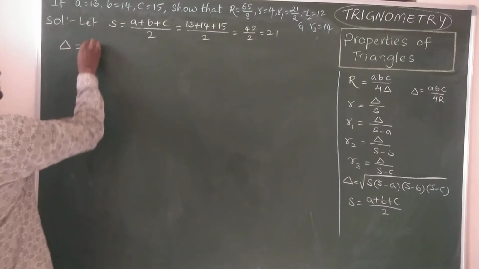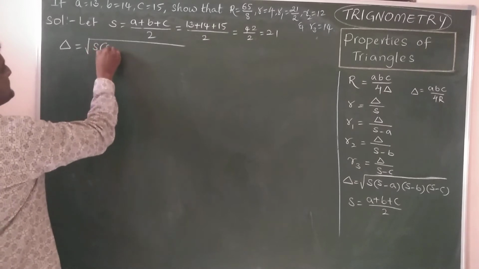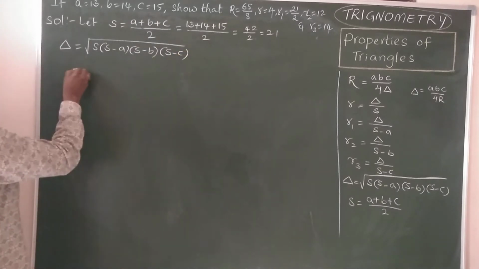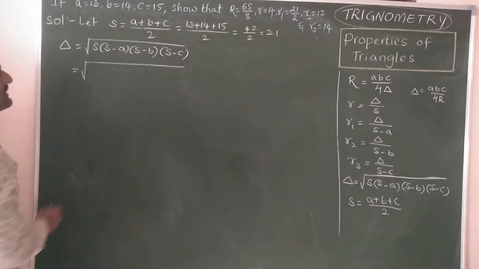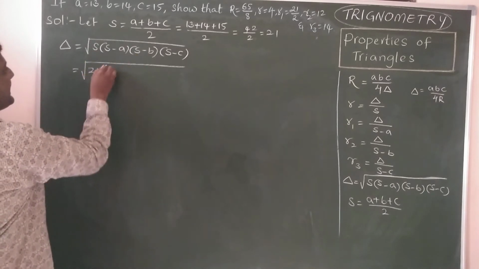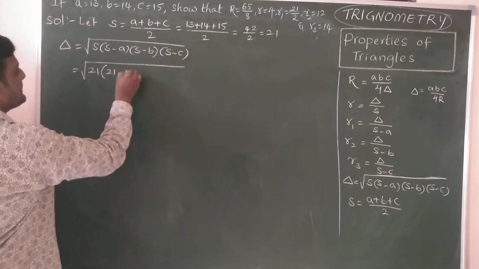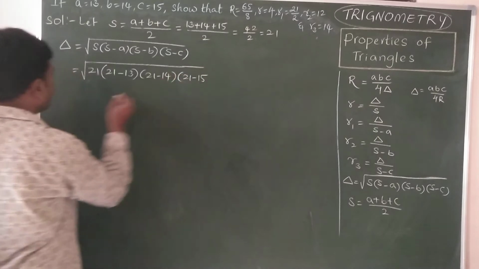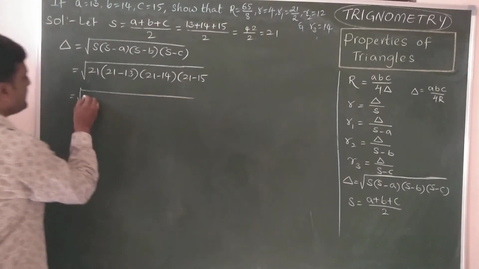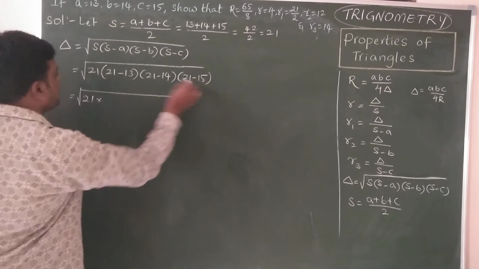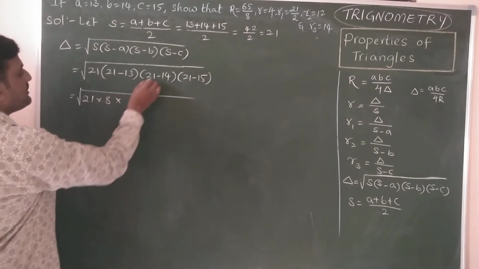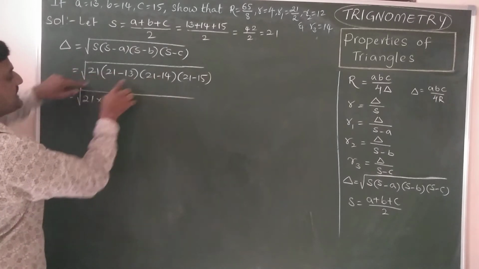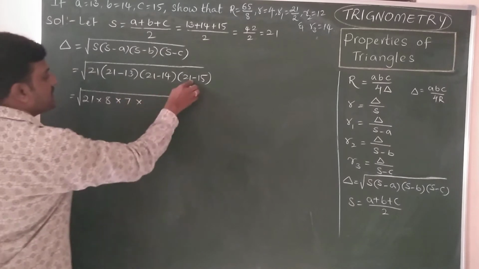Delta equals under root s into s minus a into s minus b into s minus c. Let's substitute the s value. s is 21, and s minus a, 21 minus 13, 21 minus 14, 21 minus 15. Now simplification. Here it is 21. 21 minus 13 is 8. 21 minus 14 is 7. Now it is 6.